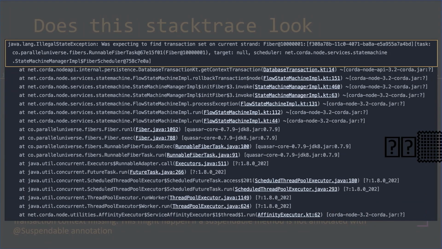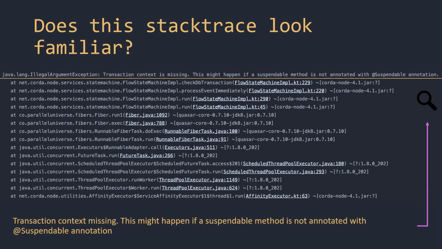Actually, in Corda 3, when I was starting out, it was much, much less helpful. It didn't tell you anything. I mean, really, what does that mean? "Was expecting to find transaction set on current strand." That doesn't mean anything. Luckily, it's OK now. It kind of tells you what to do.